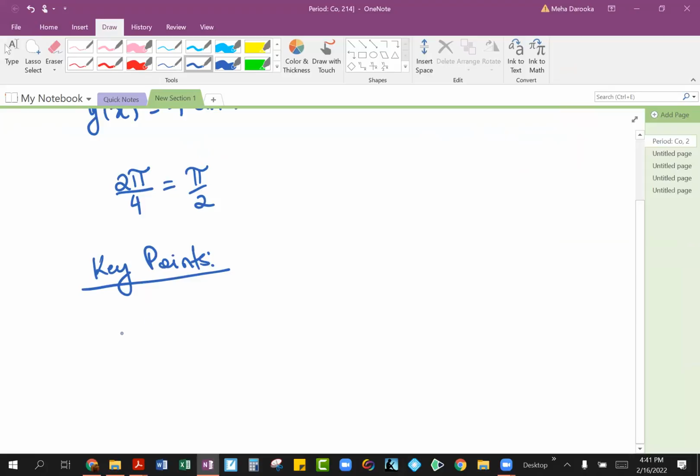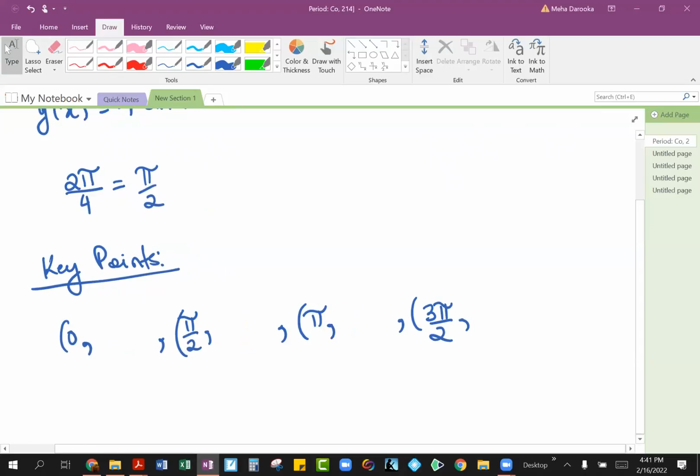So you will have 0 for the first one, then add pi halves to it, which will give us, of course, pi halves as the next one. If you add pi halves and pi halves, that will take us to pi, just like I showed you. The next one would be 3 pi halves. And the last one would take us to 2 pi.